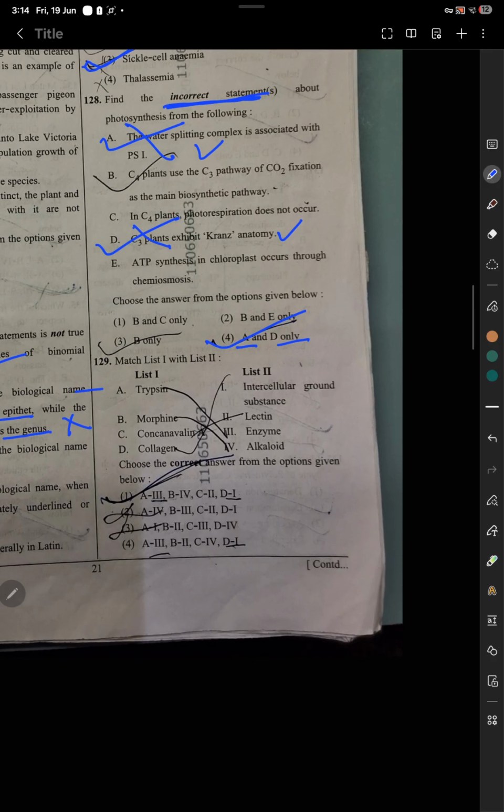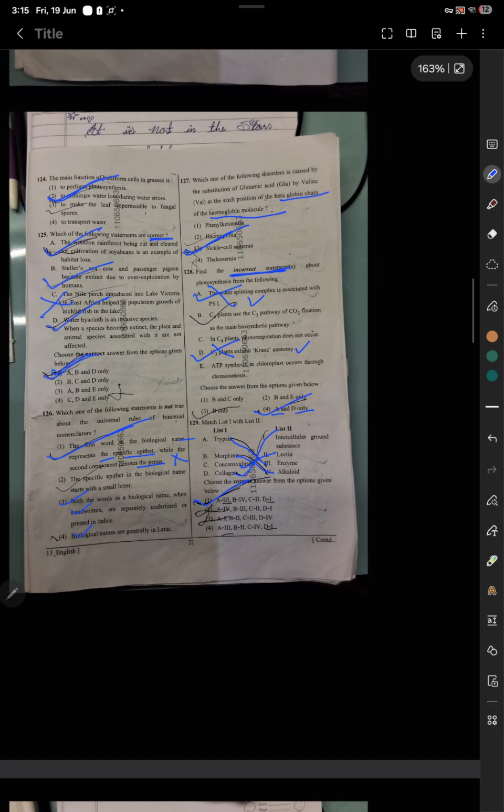Then question number 129. 129 is again a match the following question. Your option number 1 is correct. Trypsin is enzyme and morphine is alkaloid, and then collagen is intercellular ground substance, and concanavalin A is lectin. Let's move to next question.